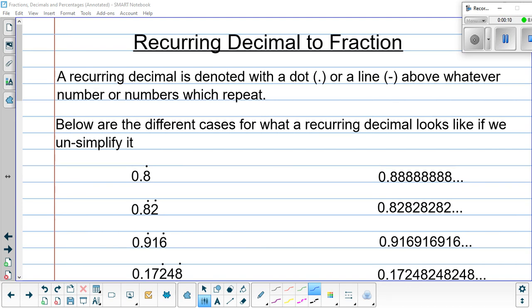We're still doing fractions, decimals, and percentages, but we're looking at a special case called recurring decimals to fractions. So we've seen what that looked like when we went from fractions to recurring decimals. But what if we have a recurring decimal? How do we write that as a fraction?